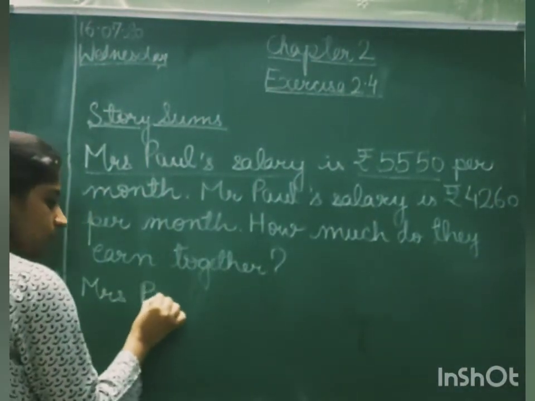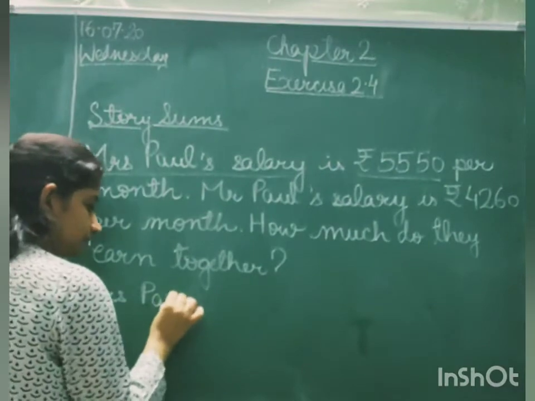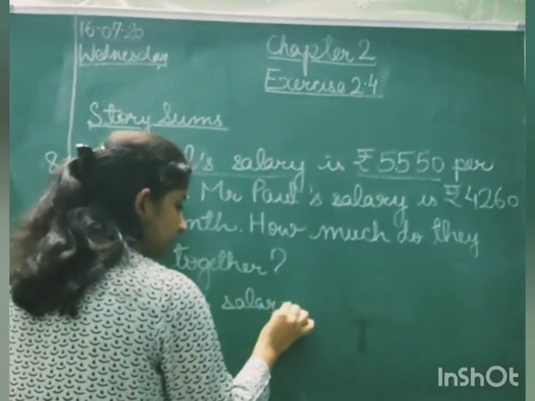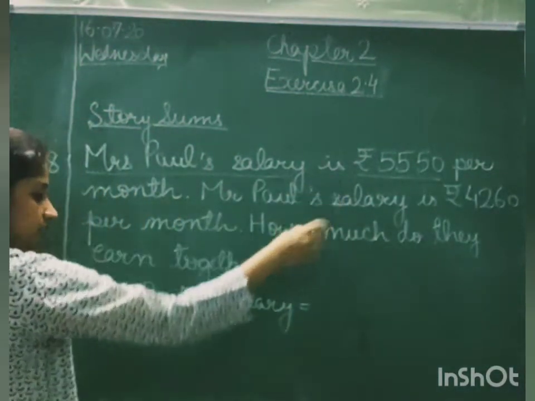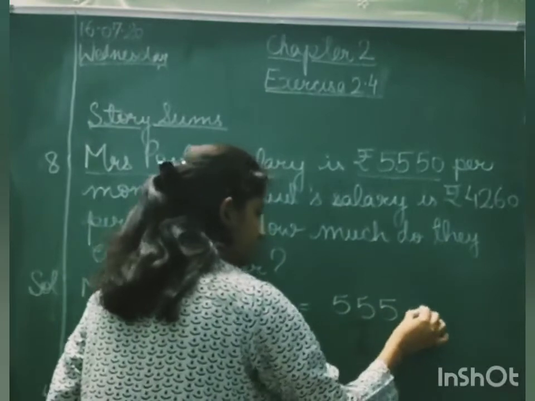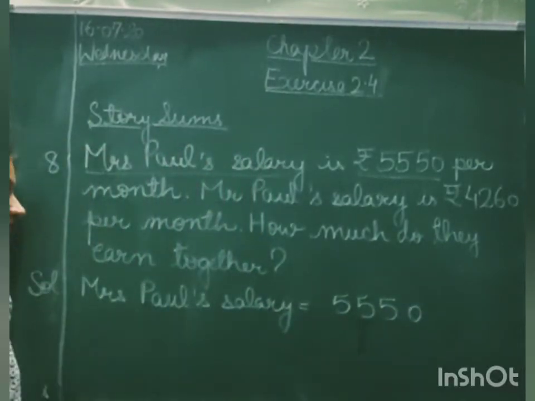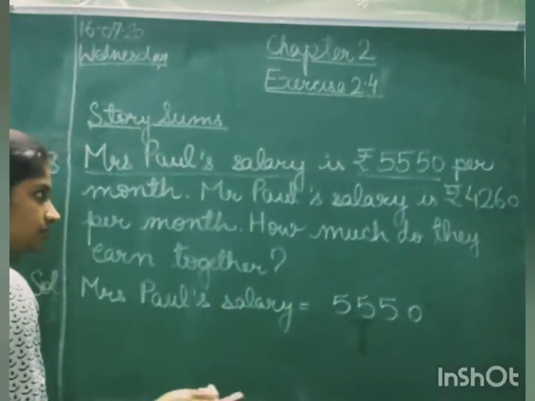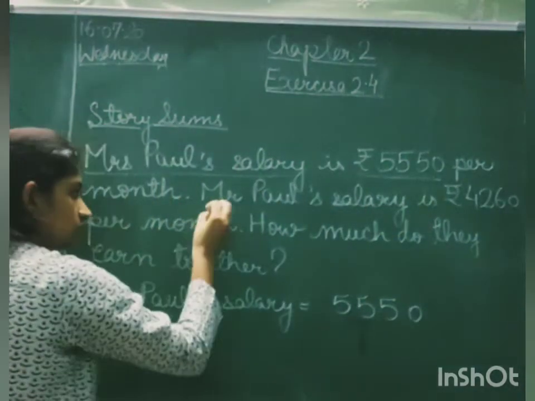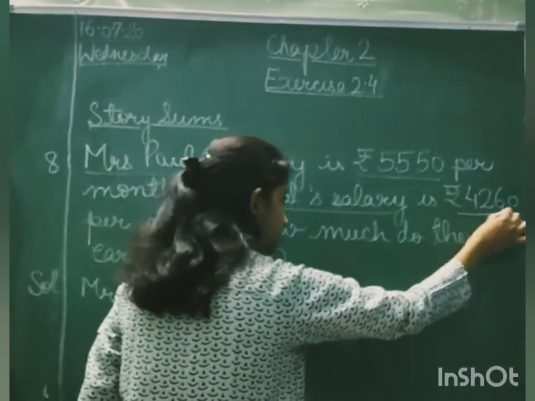Mrs. Paul's salary is equal to how much? This much, 5,550 rupees. Next statement will come from the next line. So what is the next line? Mr. Paul's salary is this much. So Mr. Paul's salary is this much.